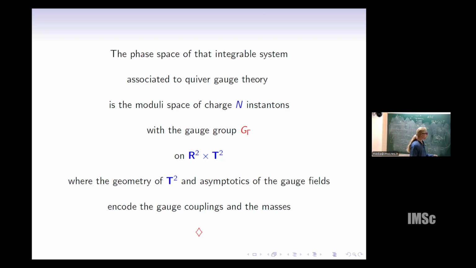So this space is globally R2 cross T2. Once again, the space on which the gauge theory lives is R4. I've solved the gauge theory in R4, and I'm re-expressing the answer in terms of some auxiliary geometry. So this R2 is not inside R4, and this T2 is not inside R4. It's somewhere else. It's a trivial bundle, yes.